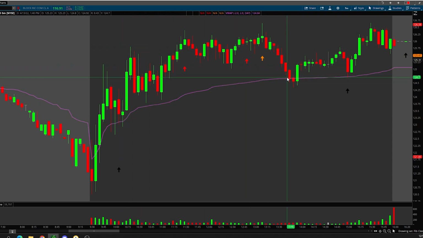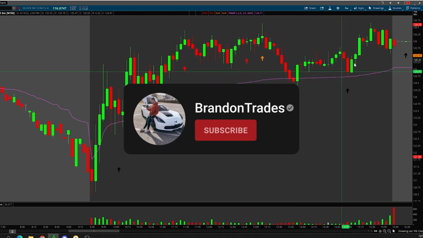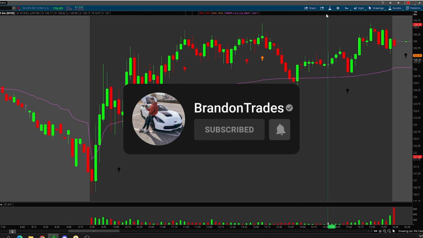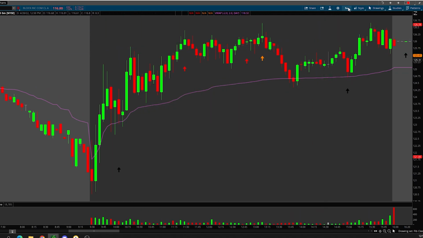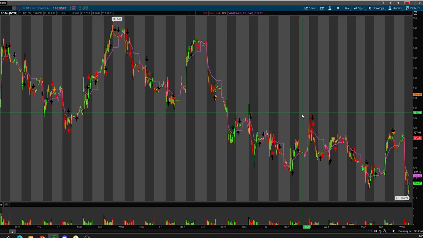It then came back 2 times later in the day and tested this level as support before continuing to push to the upside. So now, like I said, I only use this indicator on the 5-minute and the 10-minute time frame. So let's look at it on the 10-minute.